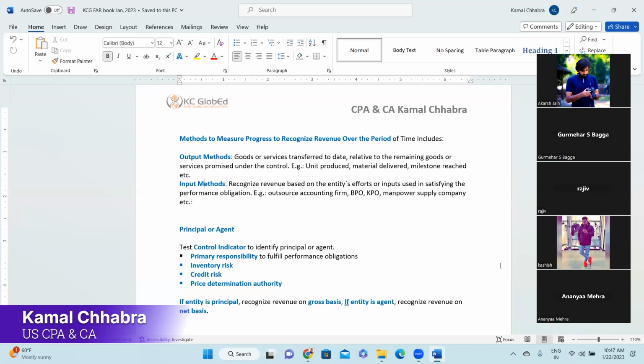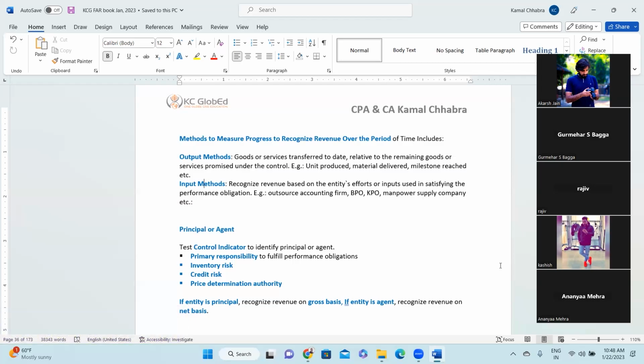I'm sure some of you may have a gas connection also at your home. So how do you get the billing? After consumption, when the output is being used. Every month you get the bill based on how many units of electricity and how many units of gas you have consumed. These are very simple, layman examples for the output method, where you bill based on output. That may be based on units produced, material delivered, or milestones achieved. Another is the input method.